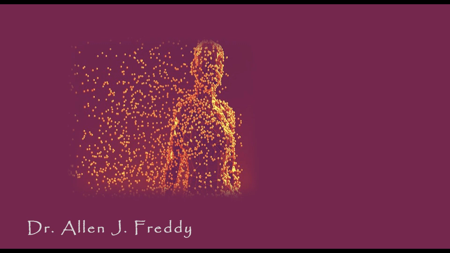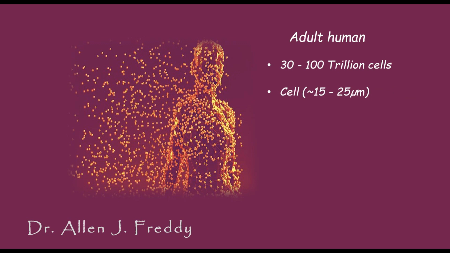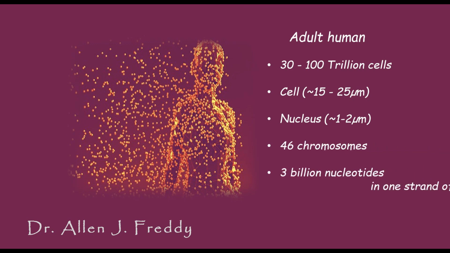If you look at a human being, we are composed of about 30 to 100 trillion cells, and each of these cells varies in size, ranging from 15 to 25 microns. Each cell has a nucleus which measures about 1 to 2 microns, and inside this nucleus we have 46 chromosomes, which contain the genetic material in 3 billion nucleotides in one strand of DNA.